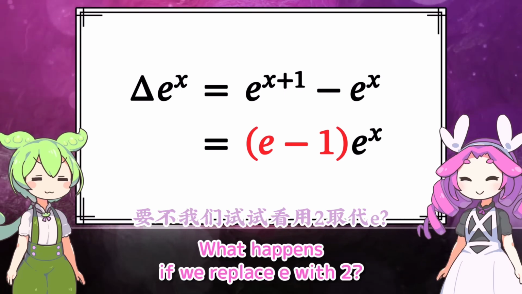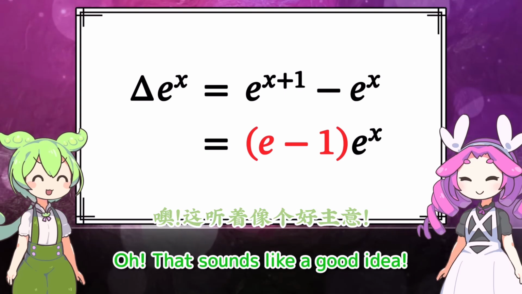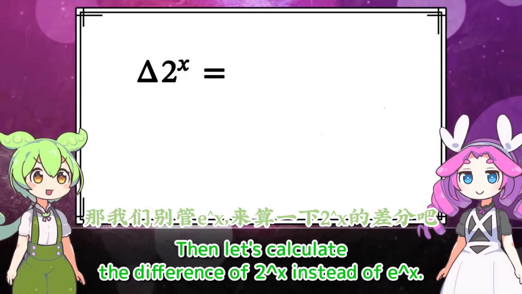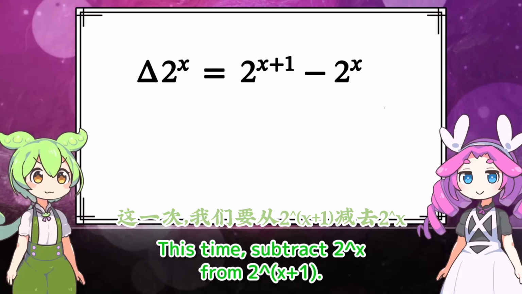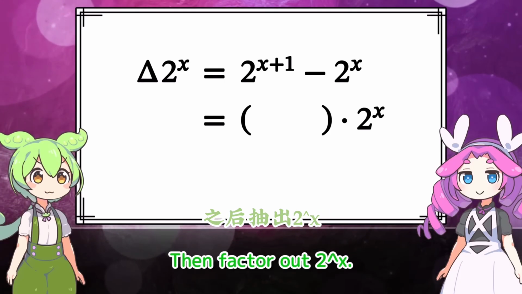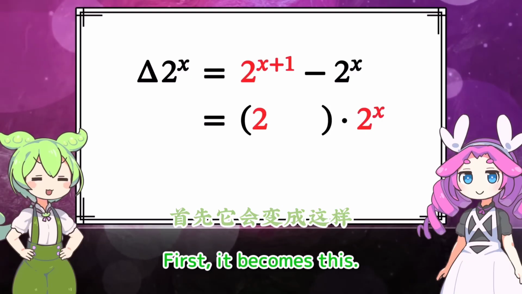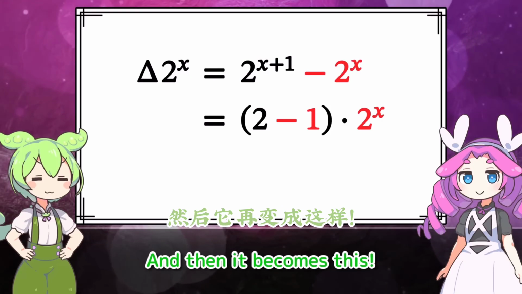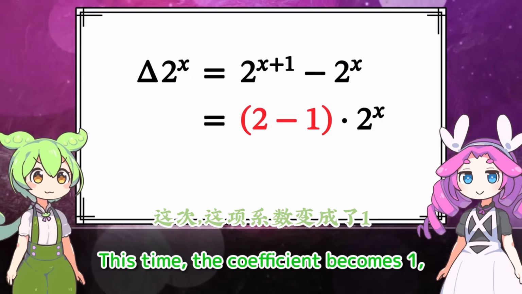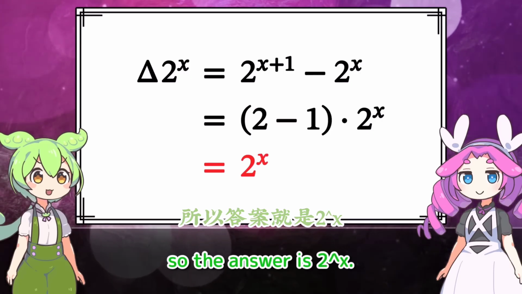What happens if we replace e with 2? Oh, that sounds like a good idea. Then let's calculate the difference of 2^x instead of e^x. This time subtract 2^x from 2^(x+1). Then factor out 2^x. First it becomes this, and then it becomes this. This time the coefficient becomes 1, so the answer is 2^x.